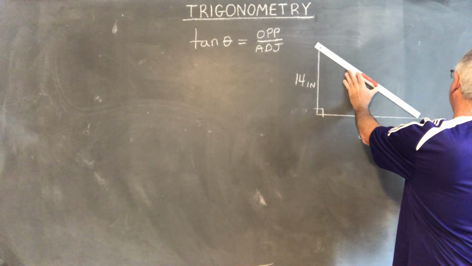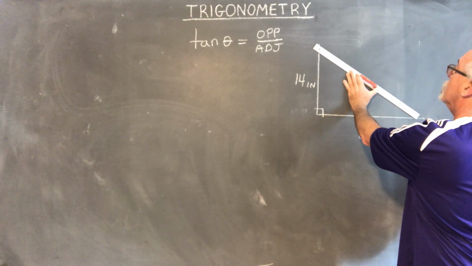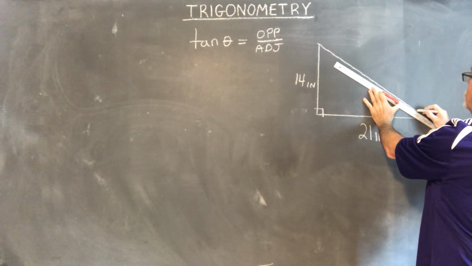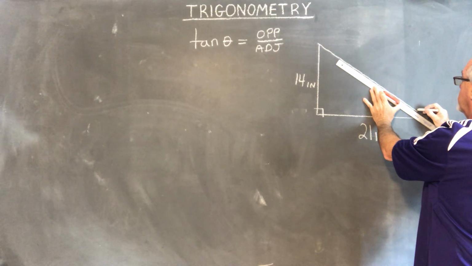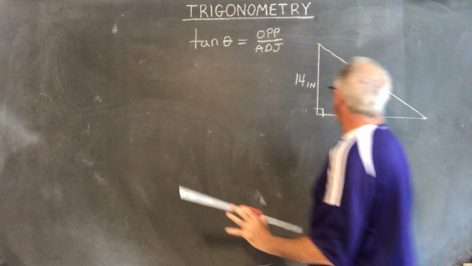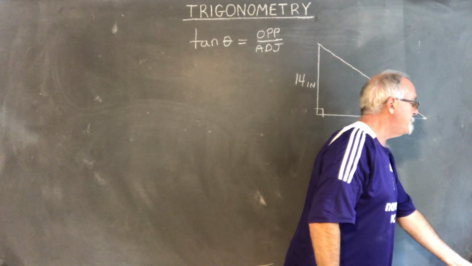And now, is this long enough? It's not quite long enough to draw the hypotenuse, but I'll just draw most of it and then move this a bit. Finish that. There. Okay, so we have a triangle.